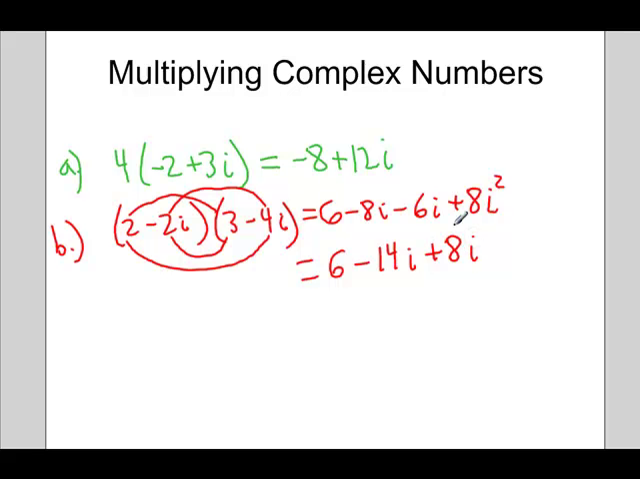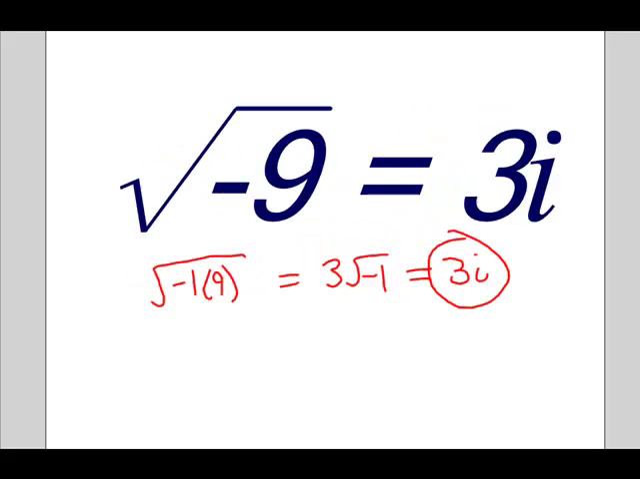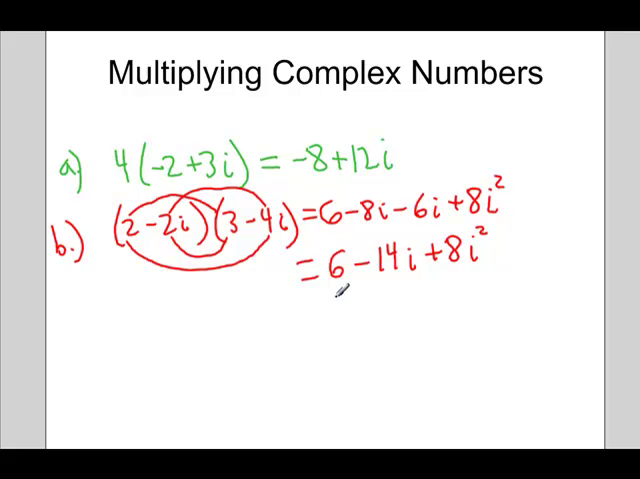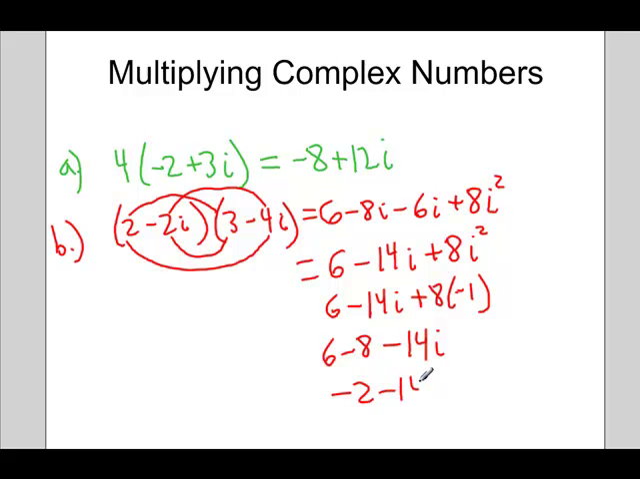Well, we know that i squared was negative 1. So this is going to be 6 minus 14i plus 8 times negative 1. So it's going to be 6 minus 8 minus 14i, which is negative 2 minus 14i, to be simplified. Alright, pretty good. So we have to just remember, i squared is the same thing as negative 1. There you go.